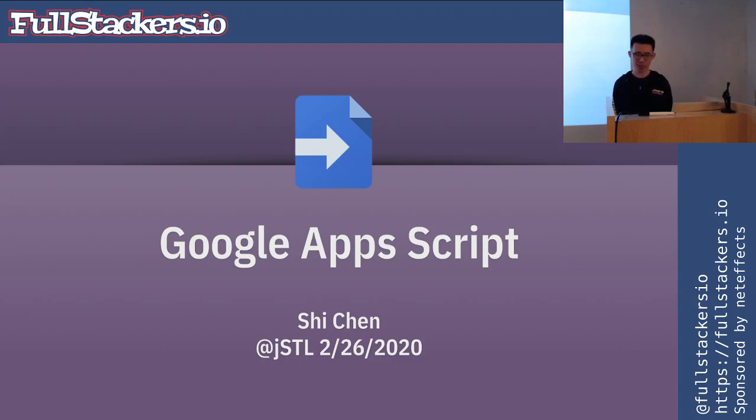My name is Shi Chen, and I will be talking about Apps Script. We can use our JavaScript skills to automate tasks using G Suite apps such as email, Google Sheets, Google Docs, etc.